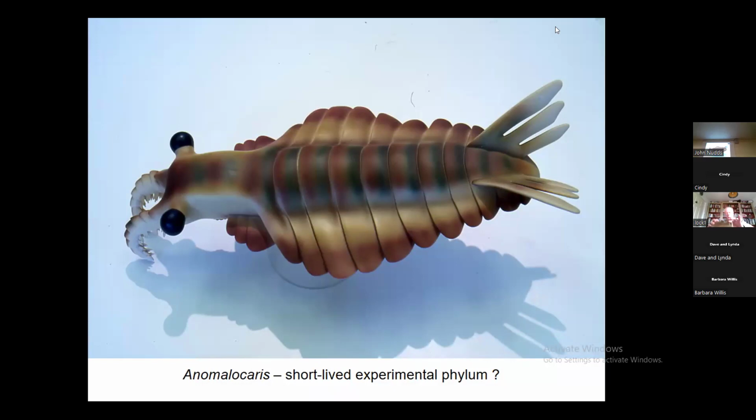And they still weren't sure which phylum this belonged to, and they thought that it belonged to a very short-lived experimental phylum, which then became extinct at the end of the Cambrian. And when we used to teach this course to students in Manchester, that's what we said for many years. This is an experimental phylum that died out at the end of the Cambrian. Didn't know what it was.